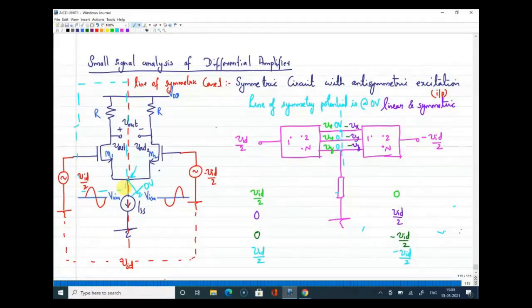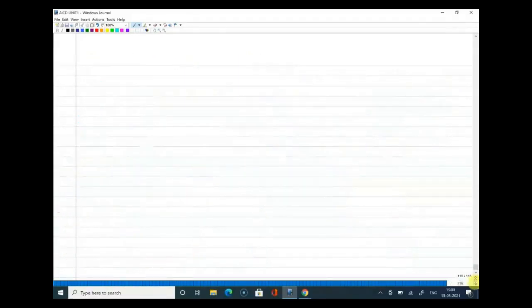Alright, so the takeaway here is, whenever you have a symmetric circuit with anti-symmetric excitation, the line of symmetry points will be at 0. In that case, you can analyze the differential half circuit. We call this half circuit analysis. So what is the differential half circuit of the previous diagram?